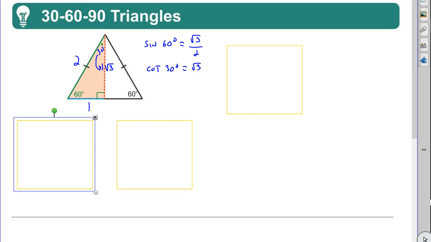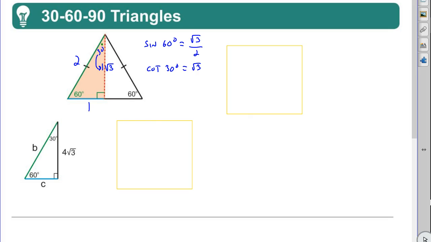Okay, let's do a couple with triangles here. So what if you're given a triangle like this? Well, you have to understand then that this is 4 times the square root of 3. So the value of this has to be 4. And the value of this has to be 8. No figuring, I just simply know the pattern.